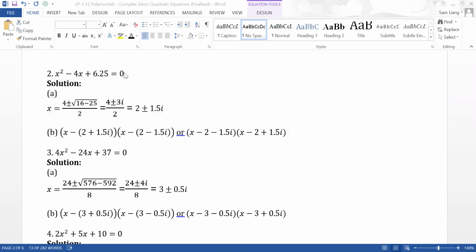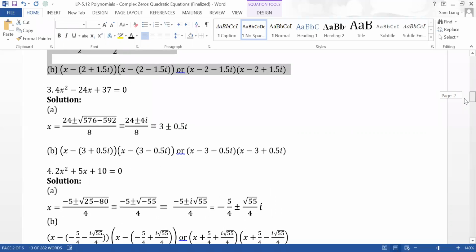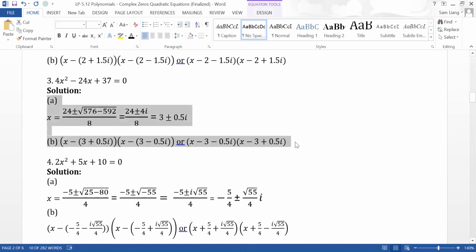All right, anyone still need this one? All right, I'll move on to question 3 then. So this one was 4x squared minus 24x plus 37 equals 0. And we have these are the zeros, and these are our two factors. All right, volunteers for question 3. All right, we'll go to Max.